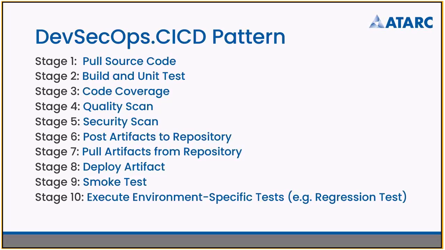Stage 2 is taking the source code that you just extracted in stage 1 and building it out, whether it's a Java application, Node.js, or infrastructure for Terraform, any type of environment like that. Once the build is complete, some basic unit tests are run against that code just to make sure that it was built correctly.